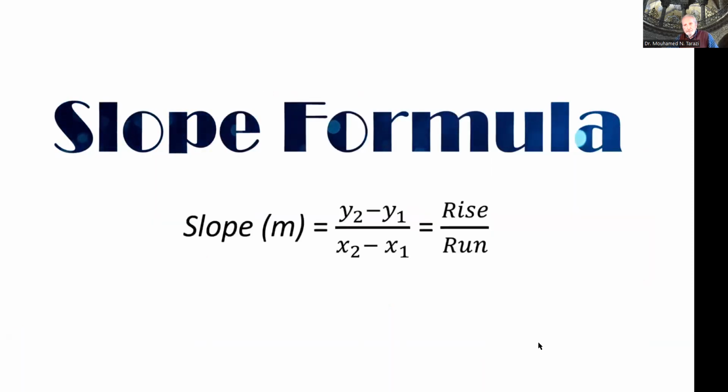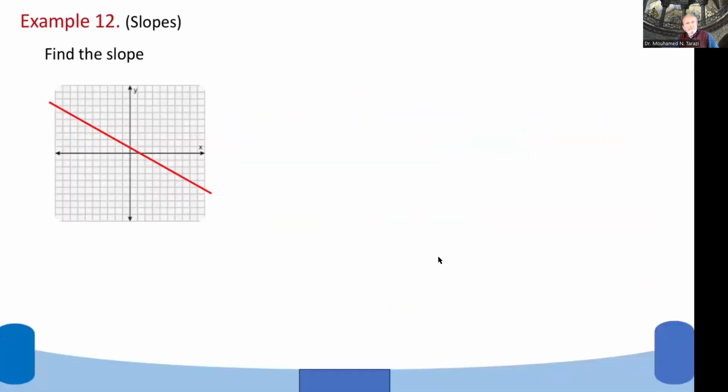Let's see how we can use this. This is the slope formula, the famous formula, y2 minus y1 over x2 minus x1. This is called the rise, this is called the run. Now, find the slope. Before I do that, I know it's negative. So I need to pick 2 points on the grid, okay? Here I picked this point here, and I picked this point here. There are some other options in this example. So here's your rise, here's your run.